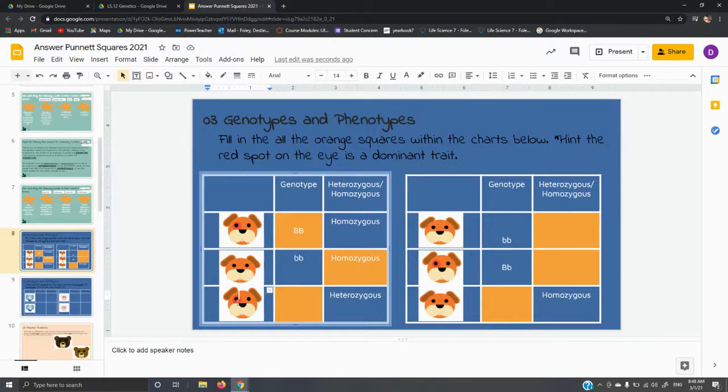For this dog with the red spot here, won't let me click on it, but we're on this one here, the last one on this table. It is heterozygous. Remember, hetero means different. So you're going to have a capital letter and a lowercase letter to represent this dog with the eye spot.